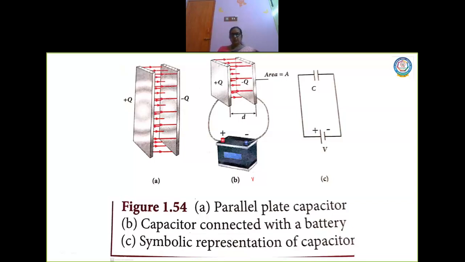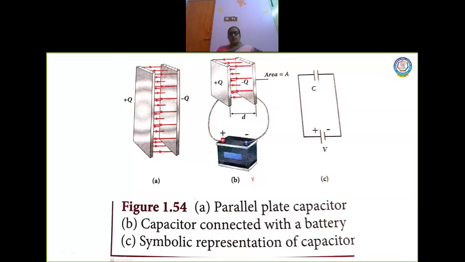When the battery voltage is increased, what will happen in the plates? When the battery voltage is increased, the amount of charge stored in the plate also increases. So, how much charge is stored in the plates? That also starts increasing when you increase the potential of the battery.